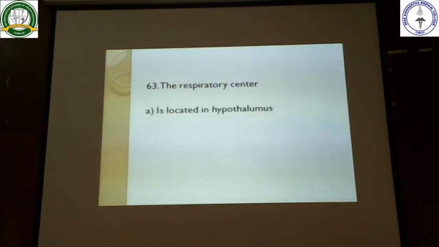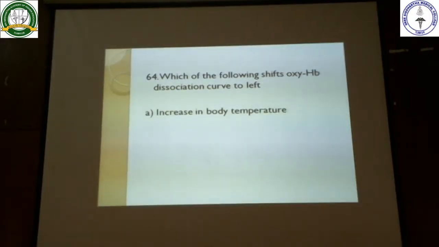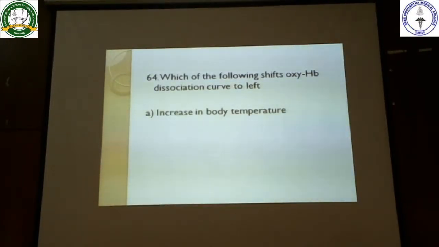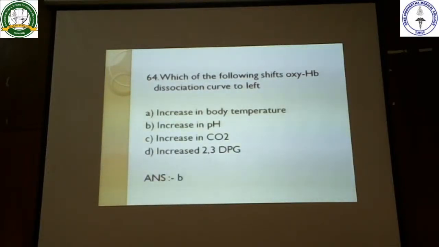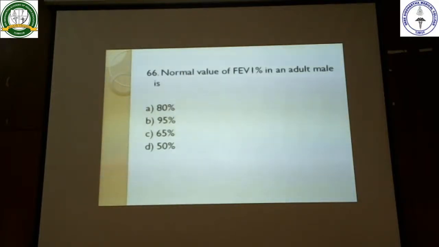Which of the following increases the affinity of hemoglobin to oxygen, loading of oxygen? Okay, increase in body temperature will shift the oxygen dissociation curve. The answer is increased pH. Increased pH means decreased H plus ions. Oxygen is supplied to the tissue, but the tissue is not in a position to utilize it. So however much oxygen you give externally, it is a waste. At the first second, how much amount of air comes out is the FEV1.